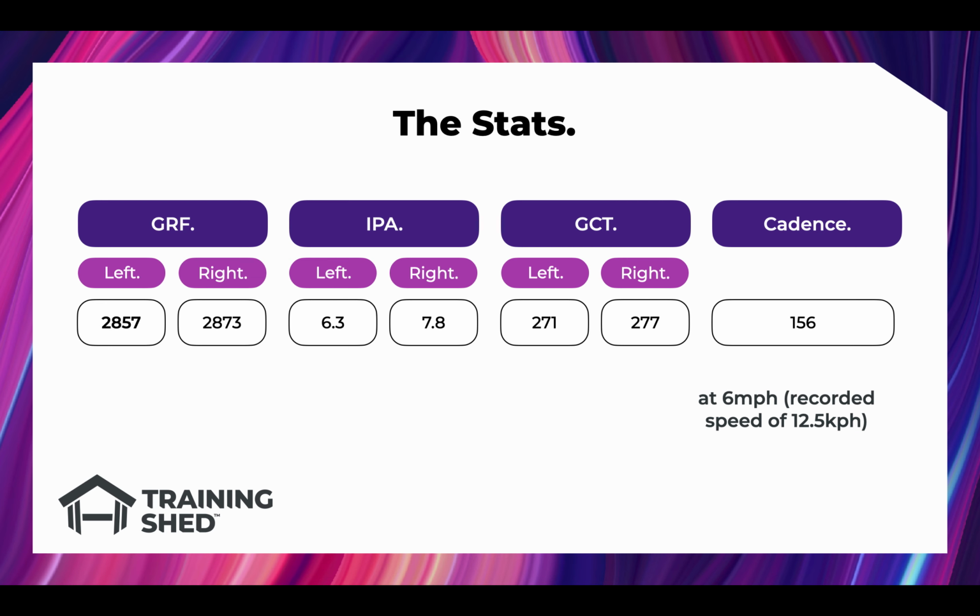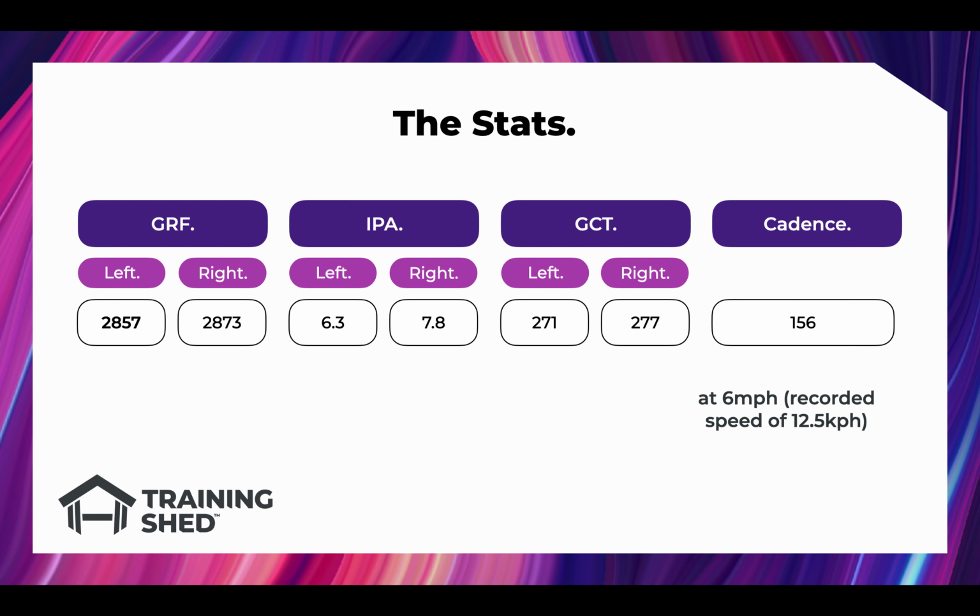Ground reaction force is high, above the normal range for a male of 2000, but IPA is within the normal ranges. Ground contact time is low. There is a 6 millisecond difference between the left and the right, but that's not a lot, so I'm not worried about that, but it is low. Cadence is also low, 156, so bearing in mind that the treadmill will increase that by 4 or 5%, his cadence needs improving. So this was recorded at 6 miles an hour.